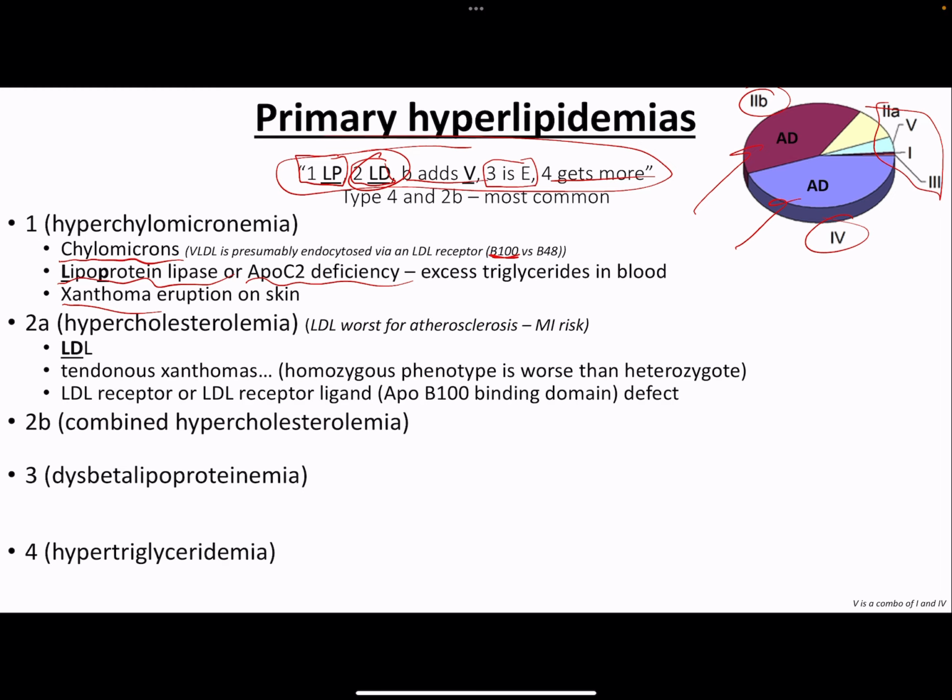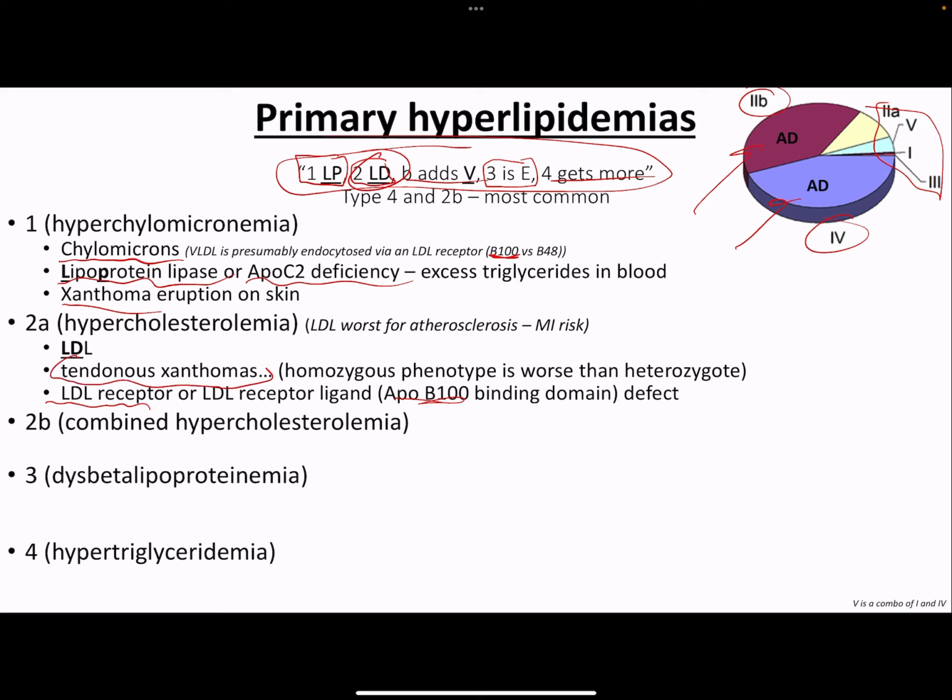LDL is sticking around because the LDL receptor on peripheral tissues is screwed up, or the ApoB100 binding domain is specifically screwed up. And this would only affect LDLs because, yeah, sure, a VLDL and an IDL also have the B100, but the LDL binding portion is really for the LDL.